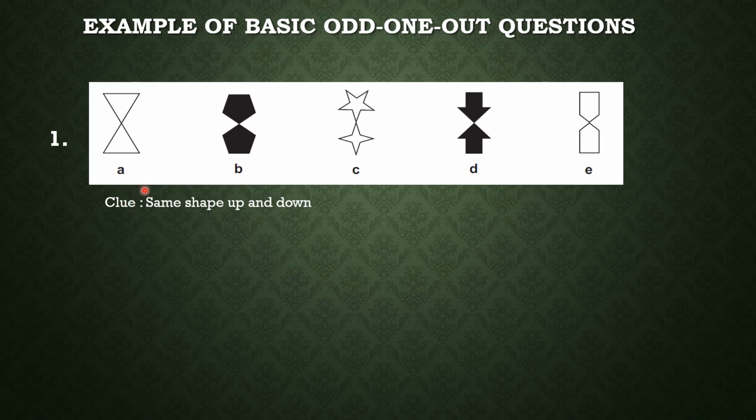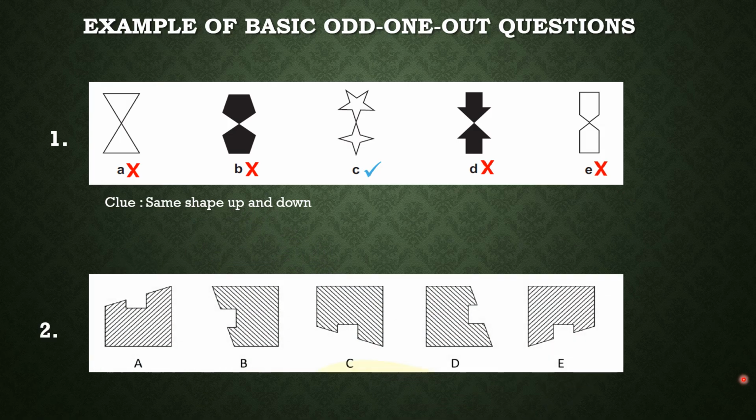Option A is following that rule, so it shouldn't be the odd one out. Option B is also following the same rule. But option C is not following that rule because the top image has a 5-edge star, however the bottom image has a 4-edge star. Option D also has similar figures, and option E also has similar figures. So the odd one out would be option C here.